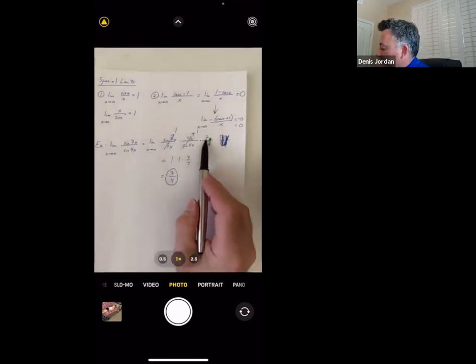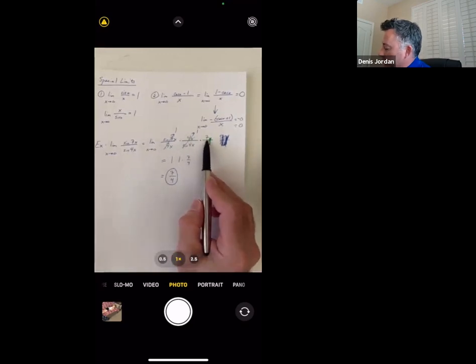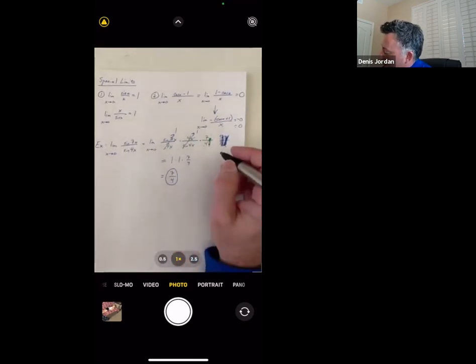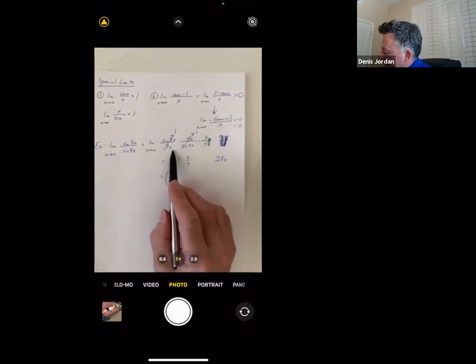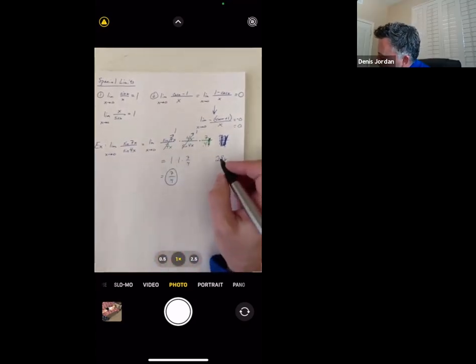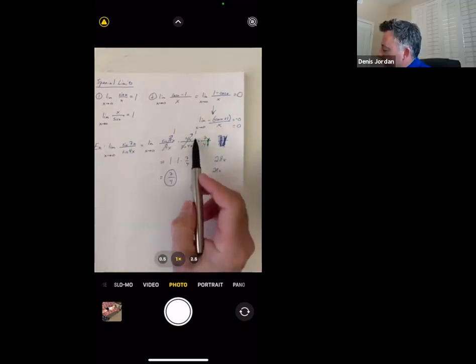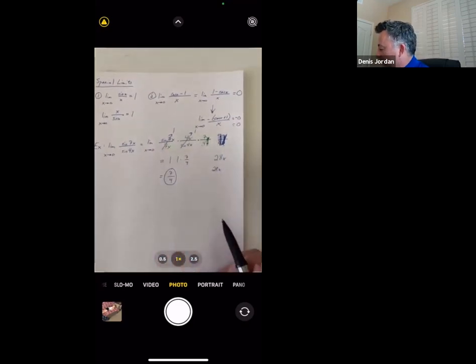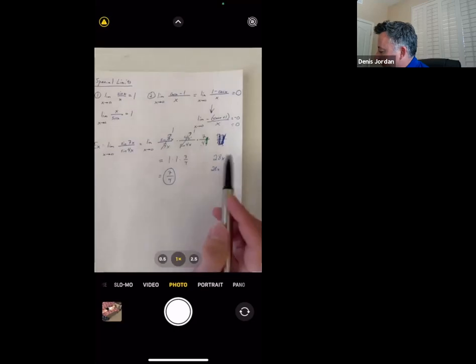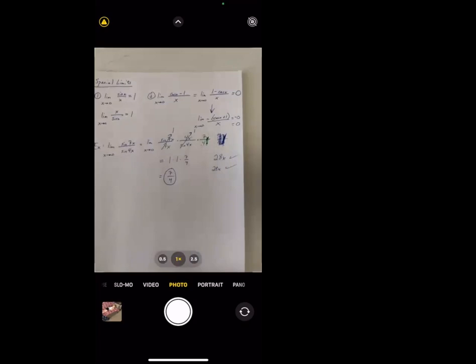Another way to look at it too is these green things up here. If you did 4x times 7, what is that? 28x. What's 7x times 4? 28x. Did you put the same thing on top as you did underneath? Are they both 28x? Yeah.